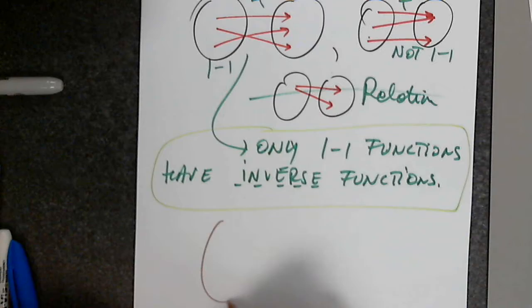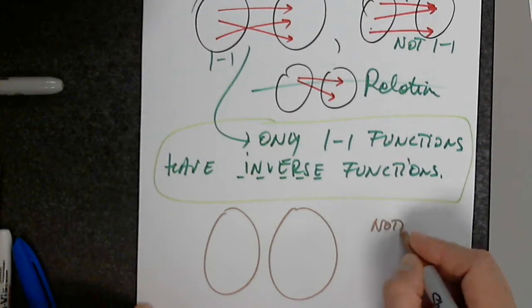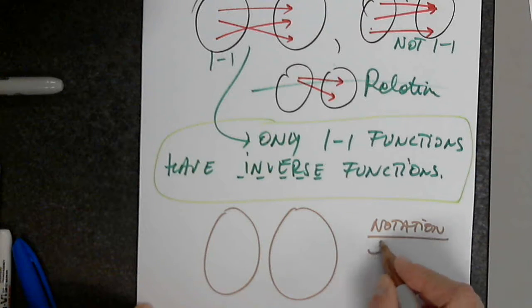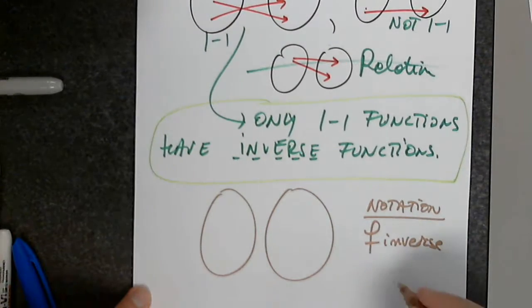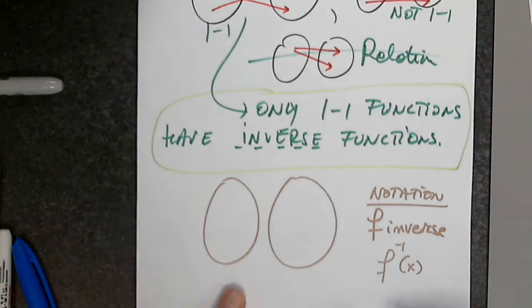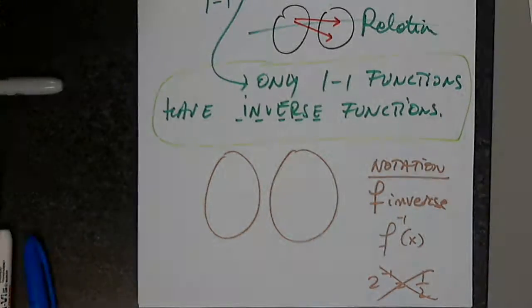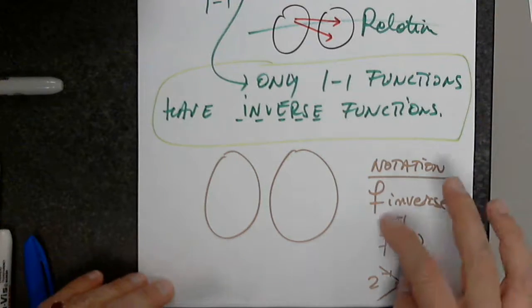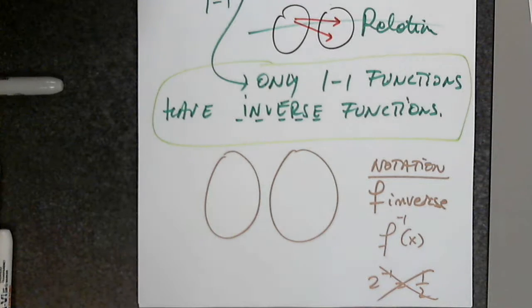Stay with me, I just need to explain the following. First of all, the notation for f inverse. f inverse does not mean 1 over f, because we know 2 to the negative 1 means 1 over 2. No, this is not what I'm talking about here. The notation is read f inverse, which means the inverse function of function f.